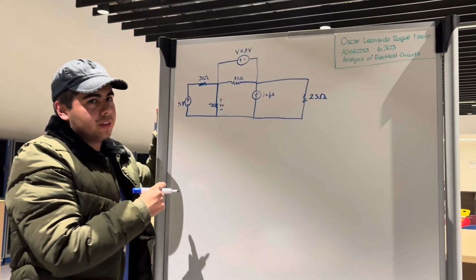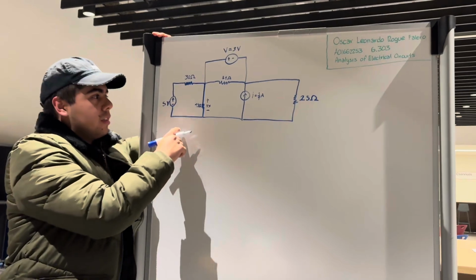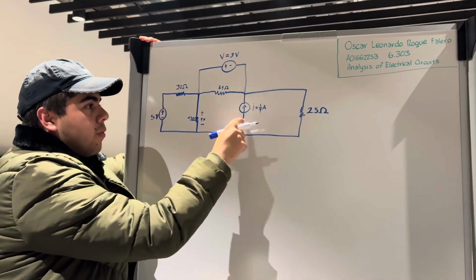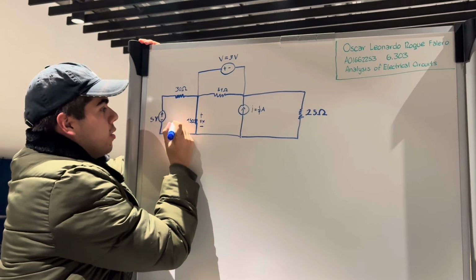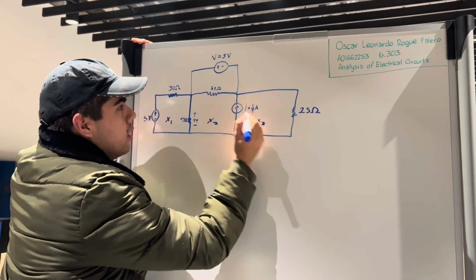Hello, today I'm gonna solve this circuit with the mesh and supermesh method. A mesh is a closed circuit. Here we can see that we have four different meshes that we're gonna name X1, X2, X3, and X4.